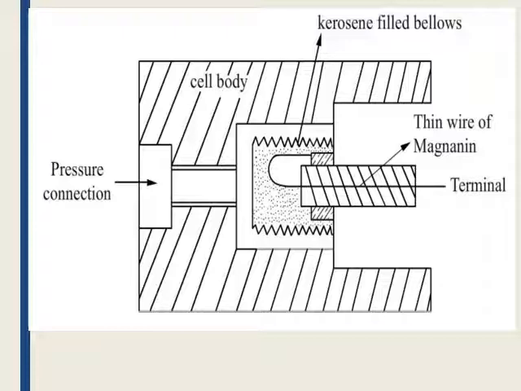The EMF across the cell body and the terminal is being compared, or the EMF generated across the cell body and the terminal is connected to the resistance type of transducer, so that the induced voltage from the change in resistance can be calibrated in terms of pressure.